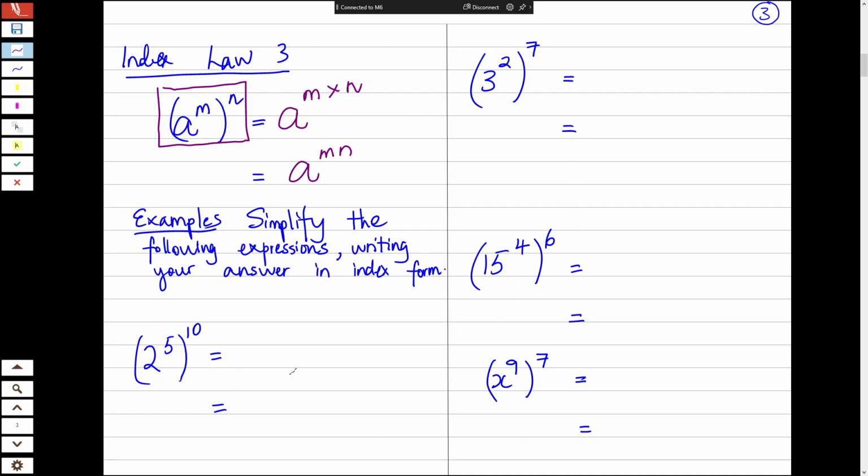So if you've got two letters, you're multiplying them together, then you write them side by side like this. All right, so let's just quickly do a few examples, and then I'll let you practice on some exercises, and then I'll do one more thing later.